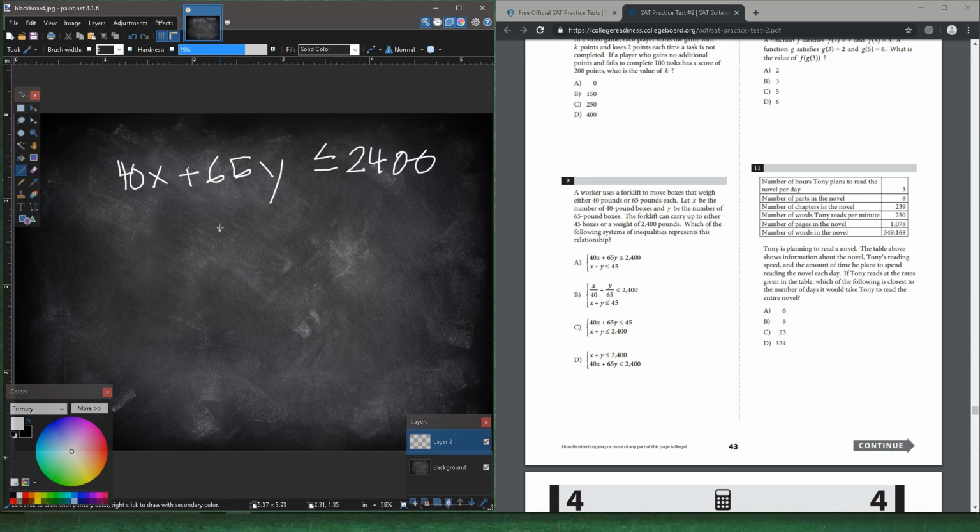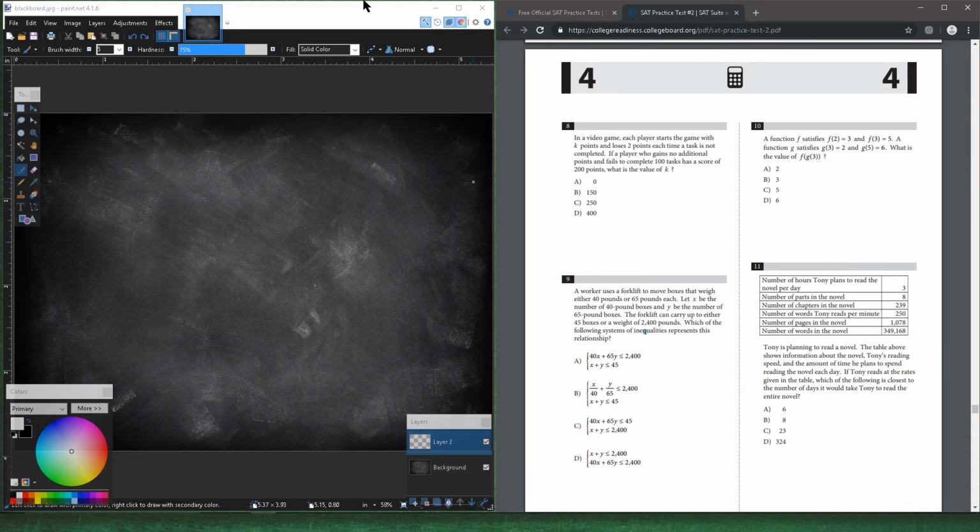And we need to find out the amount of boxes there are. So there's X amount of 40 boxes and Y amount of 65 boxes, and there's less than or equal to 45. You can't have more than 45 boxes. So we've got to find these equations. So that would be equal to A. This is more just about setting up system equations than anything else. Not really that hard.